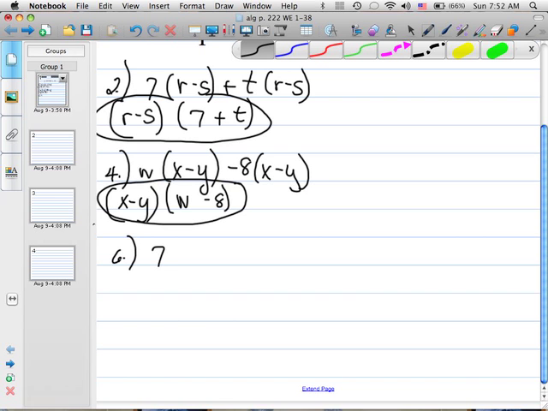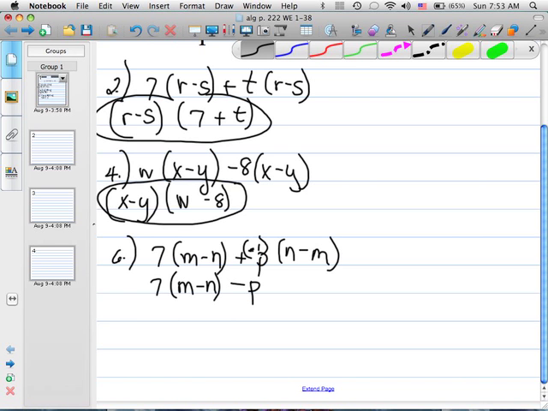Number 6, I have 7 times m minus n plus p times n minus m. Okay, the factors are not the same, so I'm going to see if they're opposites. M and negative m are opposites. Negative n and n are opposites. So I can take out a negative 1. So I rewrite it 7 times m minus n minus p.